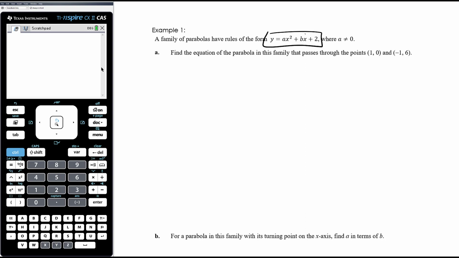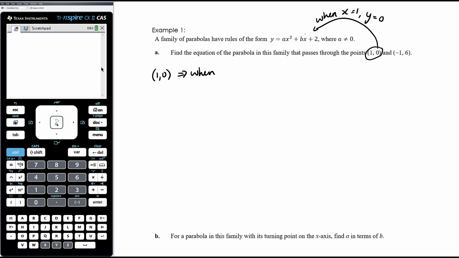So the equation has to take this form, that passes through the points (1, 0) and (-1, 6). Okay, so whenever we have a point on a line or on a graph, on a quadratic, whatever it might be, all that is giving us is information we can substitute into the equation. That tells us when x is equal to 1, y is equal to 0. So (1, 0) means when x equals 1, y equals 0.